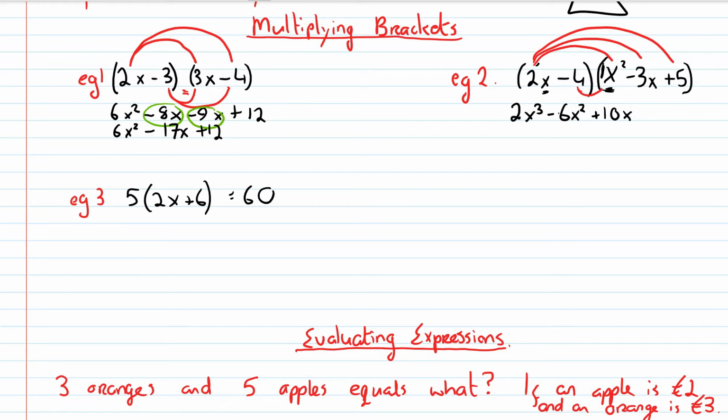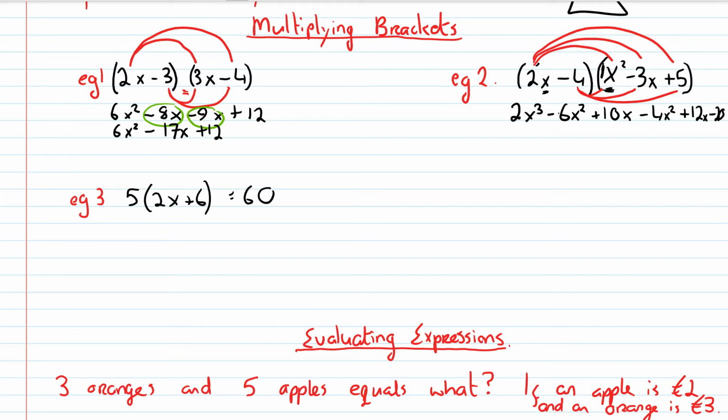And then with the minus 4 by that, and by that. Right, minus 4 by x squared, minus 4x squared. Minus 4 by minus 3x, plus 12x. Minus 4 by plus 20, minus 20. Remember, unlike signs give a minus answer.